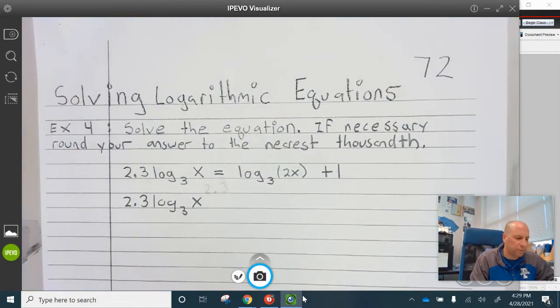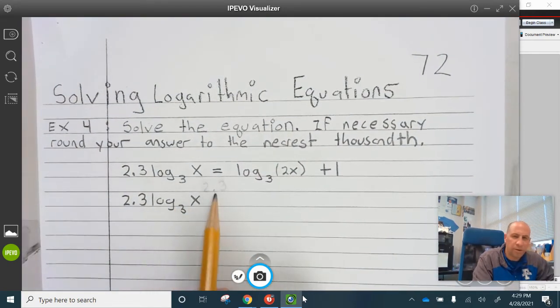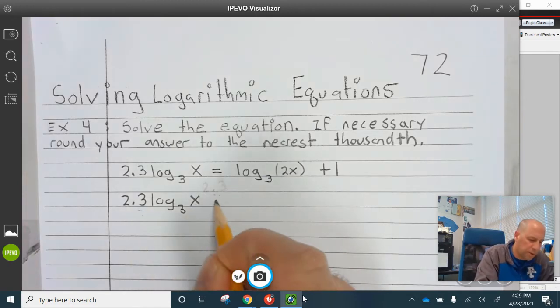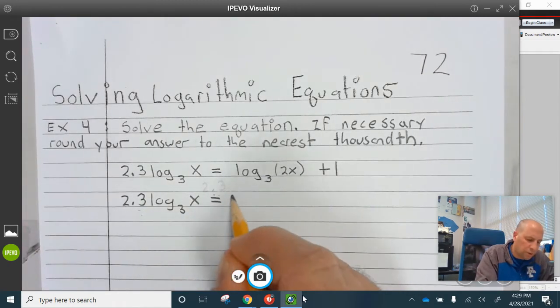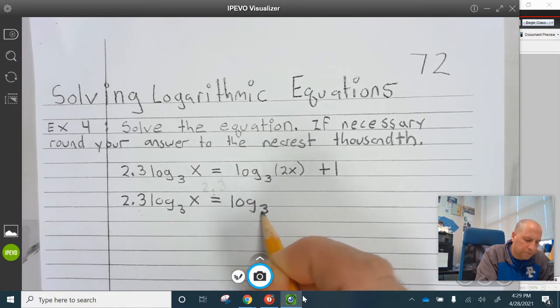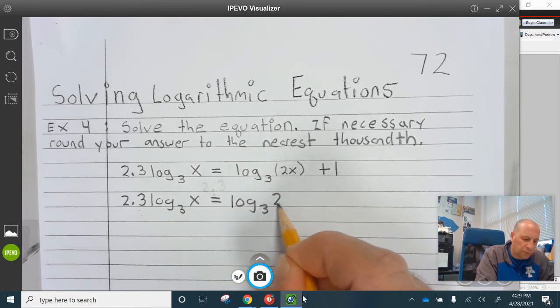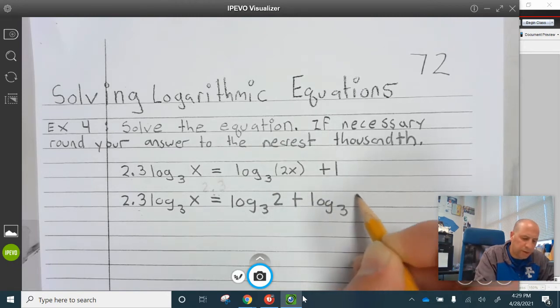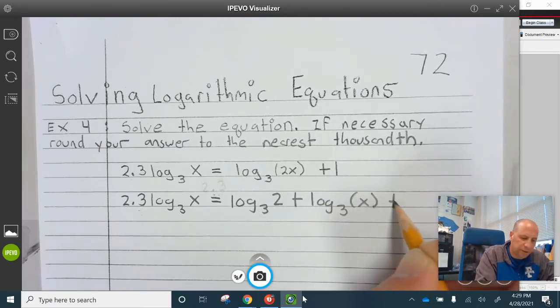And you want to be able to do that sometimes. If you work a step, you notice something, take a step back, because if you make a wrong step, it could make a mistake through the whole problem. So we're actually going to leave the 2.3 there, okay? Equals log base 3 of 2. Now when we multiply, it means add. So plus log base 3 of x plus 1.